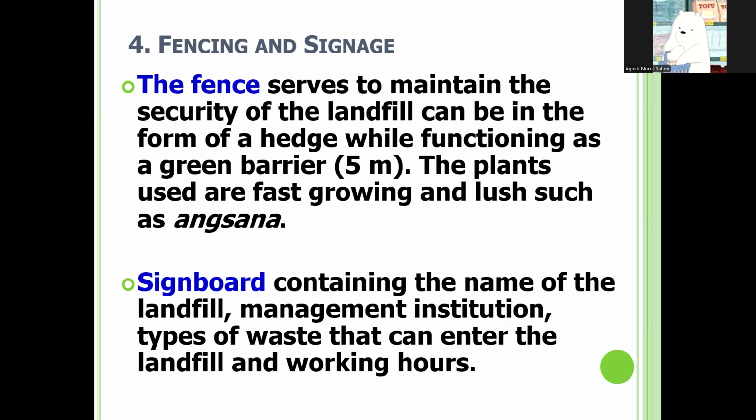So for the fencing and signage, the fence serves to maintain the security of the landfill. It can be in the form of a hedge while functioning as a green barrier, which is 5 meters. The plants used are fast growing and lush, such as angsana. And the signboard contains the name of the landfill, management institution, types of waste that can enter the landfill, and working hours.